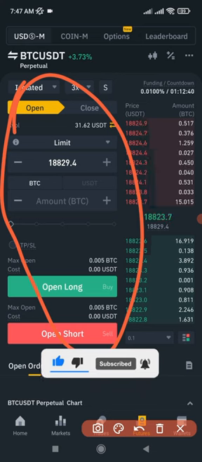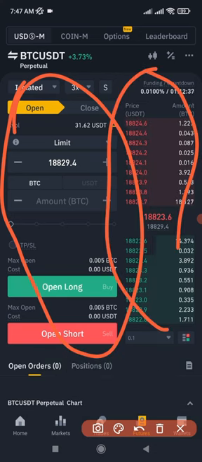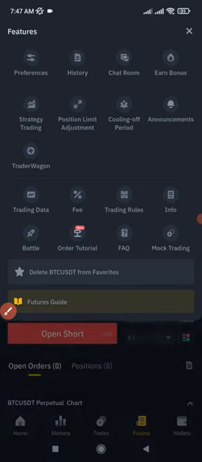So if you place it on the right, it will now switch to this other place, and then this will be switched to the left, and so on. That is where you have the place order option.